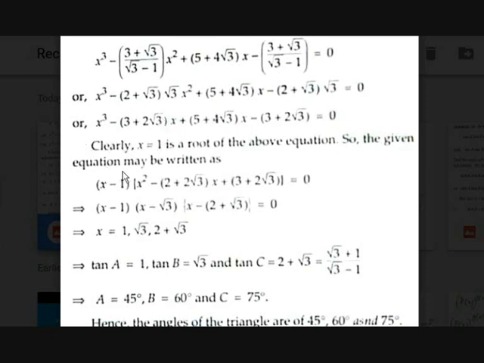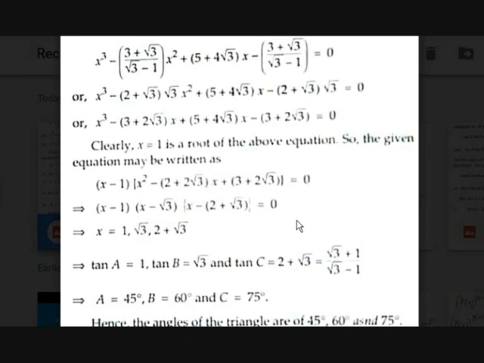So if we take x − 1 common and divide this whole thing by x − 1, then you will get x² − (2 + √3)x + (3 + 2√3) is equal to 0. Right? And this, you can again factorize, right? How can we factorize this?